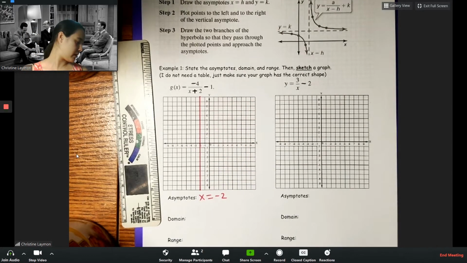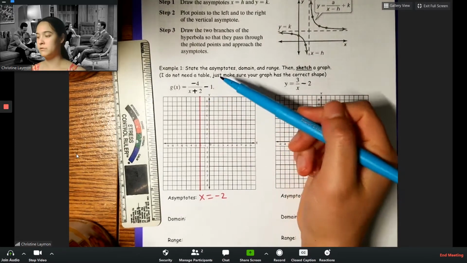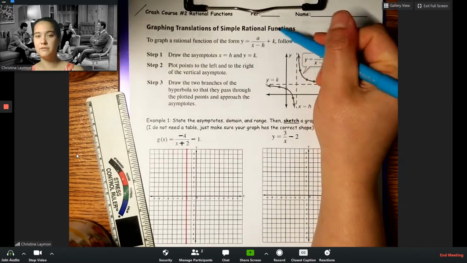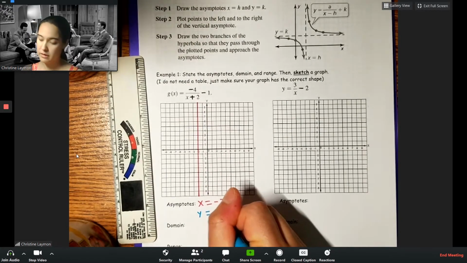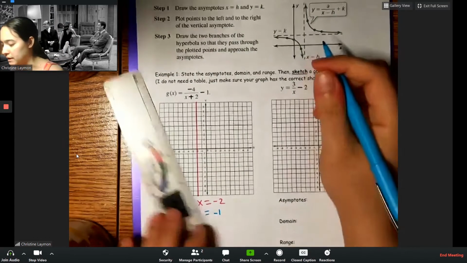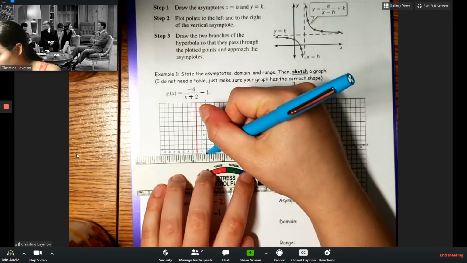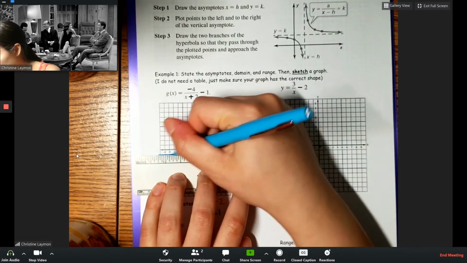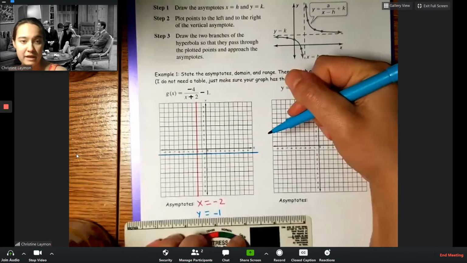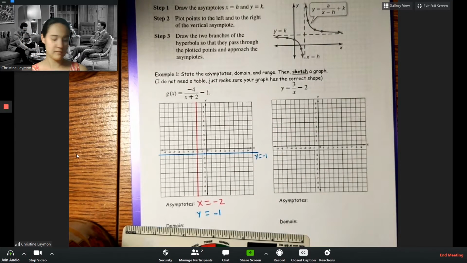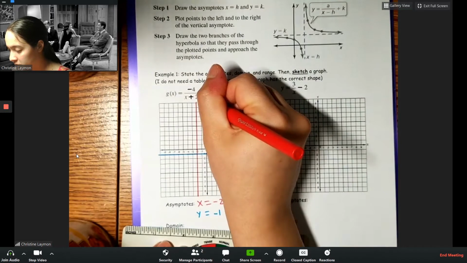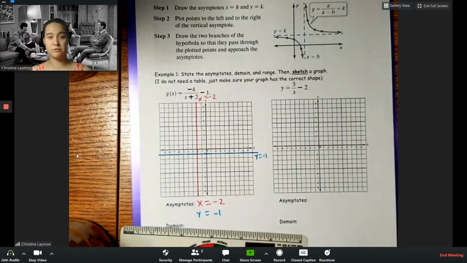I'm now going to grab light blue to do my next one. My k value is negative 1. Coming back to here, it's plus k. So my next asymptote is at y equals negative 1. For that, I'm going to find negative 1 on the y-axis and make that horizontal line. So this one here is y equals negative 1, and the one I did first is x equals negative 2.